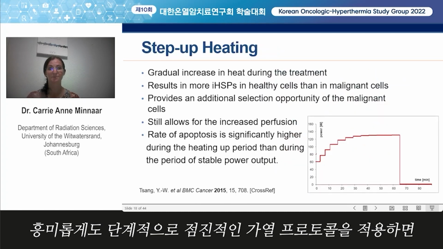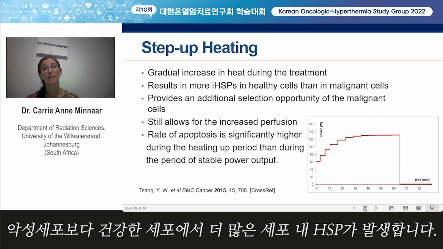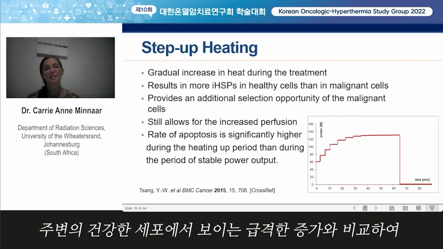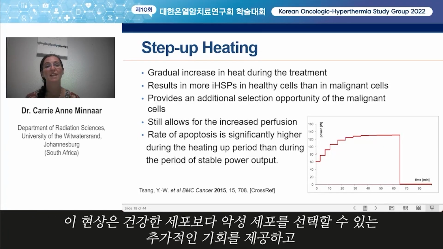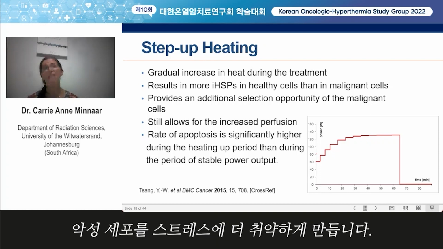Another phenomenon is seen when we apply the step-up heating. Step-up heating is a gradual heating protocol, and results in the development of more intracellular HSPs in healthy cells than in malignant cells. So a moderate increase in the expression of protective anti-apoptotic intracellular HSP70 was seen in the malignant cells compared to the drastic increase seen in the surrounding healthy cells in this study by Tsang and colleagues. This phenomenon provides an additional opportunity to select malignant cells over healthy cells and renders the malignant cells more vulnerable to stress.